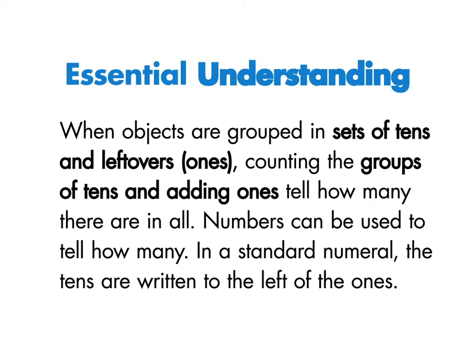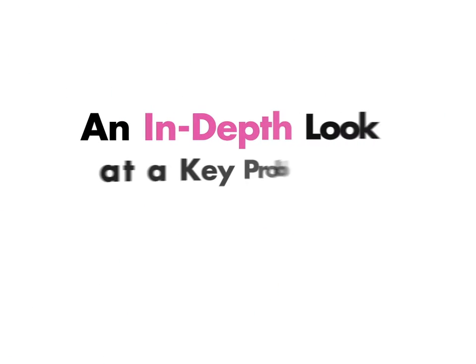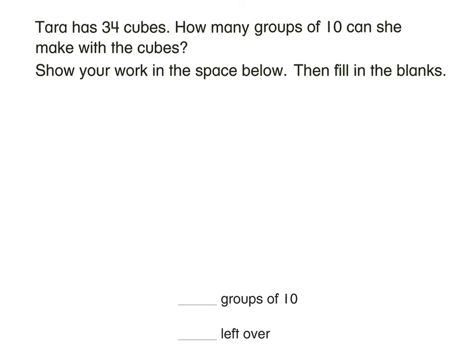Previously, students found that decade numbers are composed of tens. In this lesson, students describe two-digit numbers to 99 as a number of tens with some left over. This problem is key because students model and describe a two-digit number as groups of 10 and some left over.